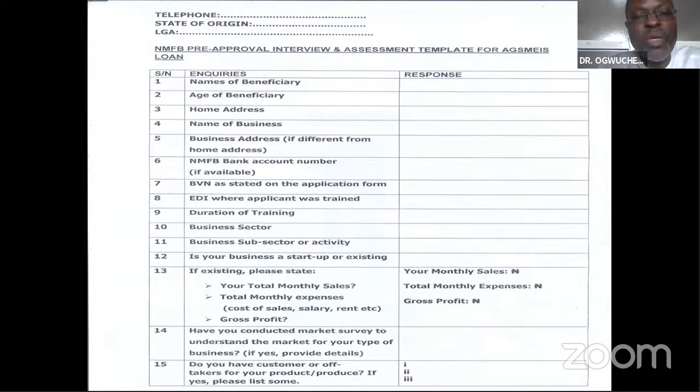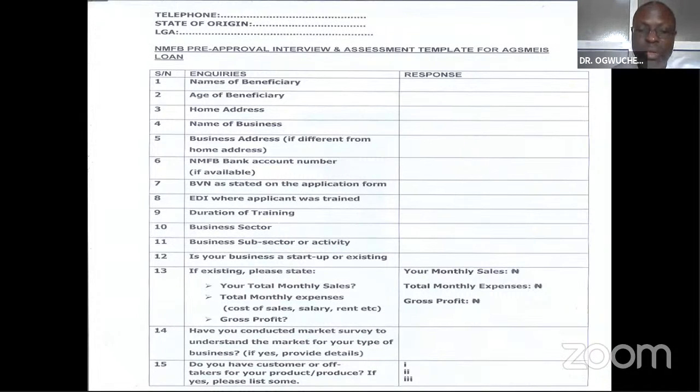So the inquiries here are name of beneficiary, you give us your name, the age of beneficiary, your age, home address, name of business, business address if different from home address, NMFB account number, that's if you have opened one, because like I said, I'm going to give you an account opening form. So if you open an account with them, that's the number that you indicate there. BVN as stated in the application. Remember, you've given them your BVN, so you repeat it here again. EDI where you trained, the CIDRO Nigeria Limited. Duration of the training, like we said, is 5 days. Business sector, you tell them if it's poultry and fishery, it is agri.